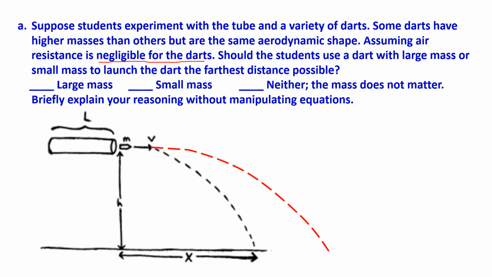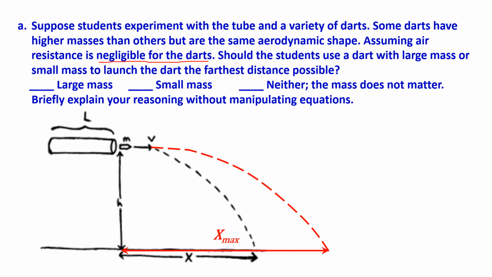Should the student use a dart with a large mass or small mass to launch the dart the farthest distance possible? So let's figure out what will be the value of the mass in order to produce the farthest maximum x or horizontal distance. It is common sense and most of you will answer small mass. So this is the correct answer.